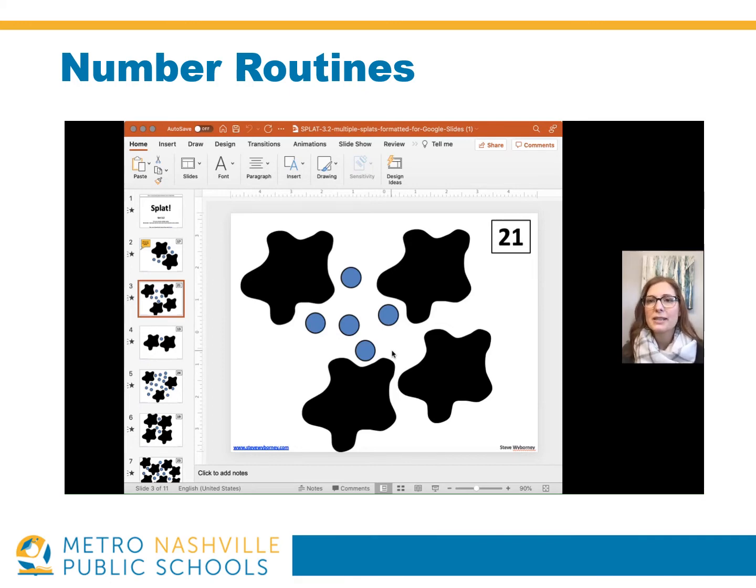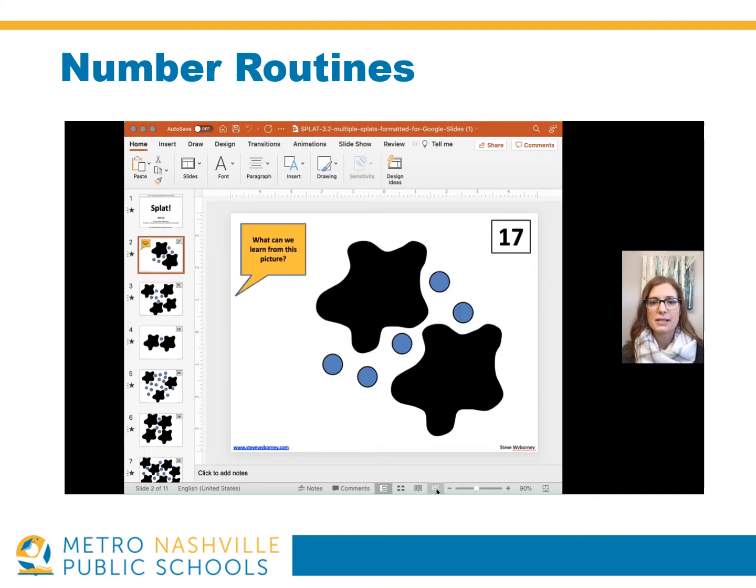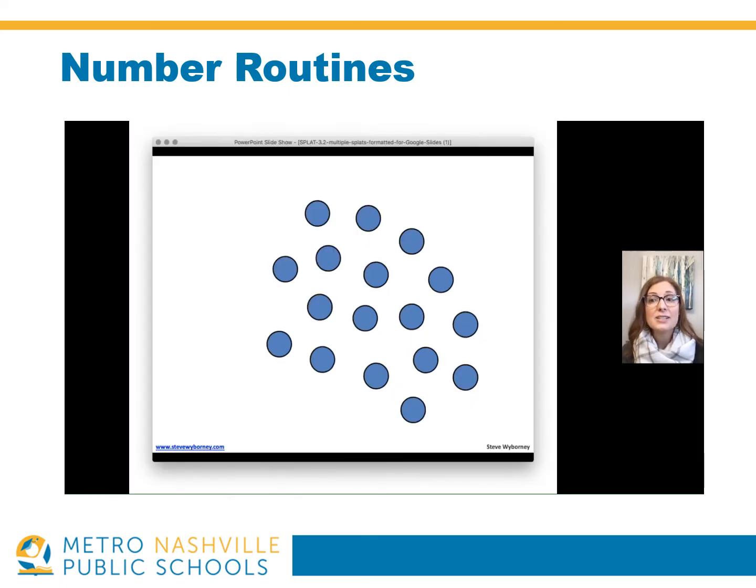So let's look at this routine in presentation mode. And I'm going to go back to the first splat in the slide deck. The slide starts with all the dots revealed. You can ask your student to estimate the total number if you want, though that's not necessarily a required part of the routine. As you click through, you see questions and additional information.